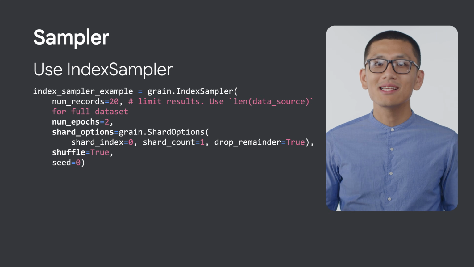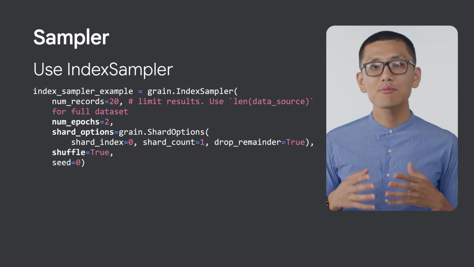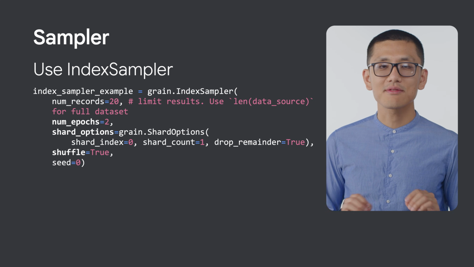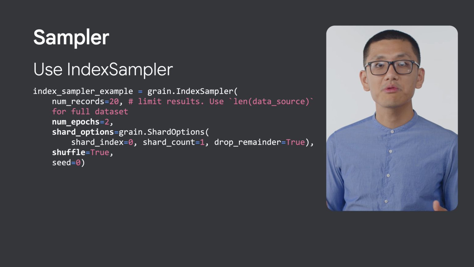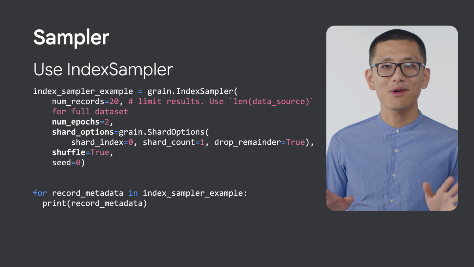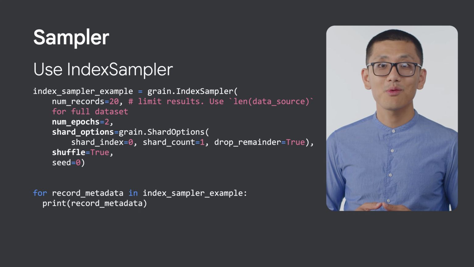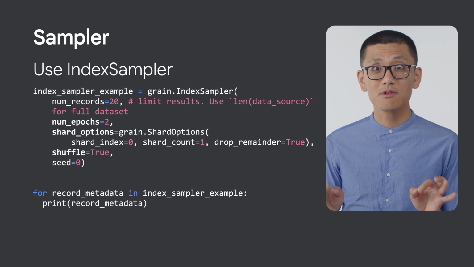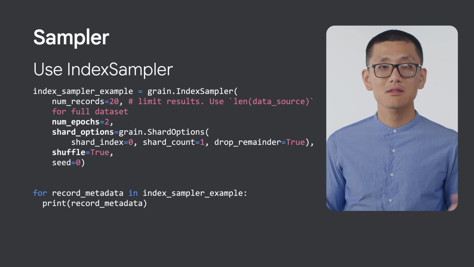Luckily, Grain provides an index sampler class that we can use to handle most of this work for us, and we can simply declaratively state what kind of shuffling, repeating, and sharding we wish to have. So for large-scale machine learning, this is so handy. I, for one, would not want to be responsible for implementing consistent, reproducible sharding and shuffling across multiple machines.